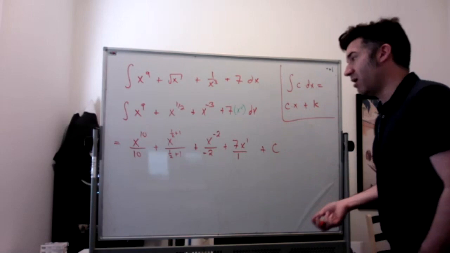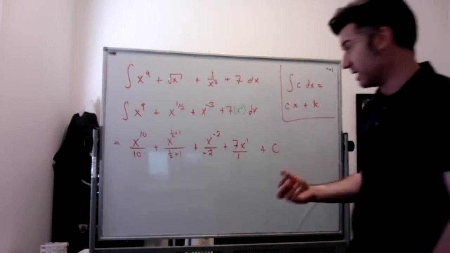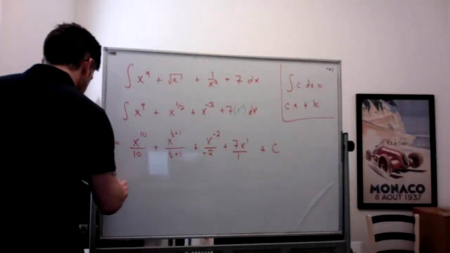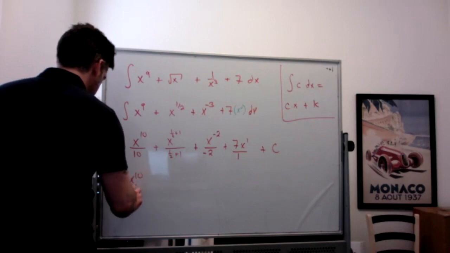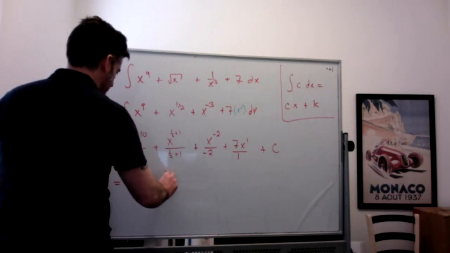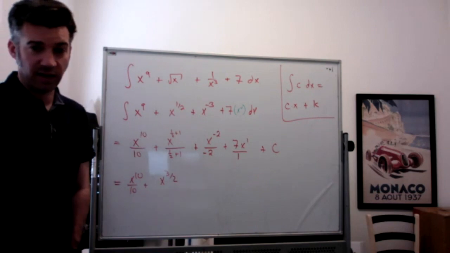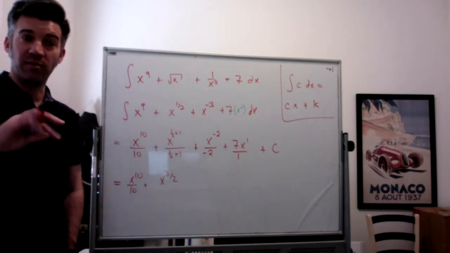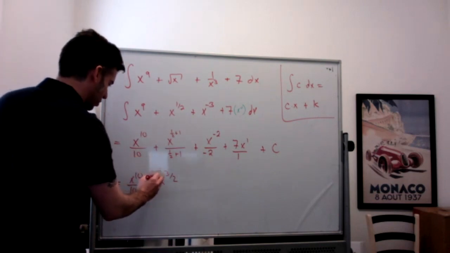Okay. And then we should simplify our answers just a tiny bit. This is x to the 10th over 10. This is x to the 3/2 divided by 3/2. But if we're dividing by 3/2, we should flip and multiply and say we have multiplication by 2/3.